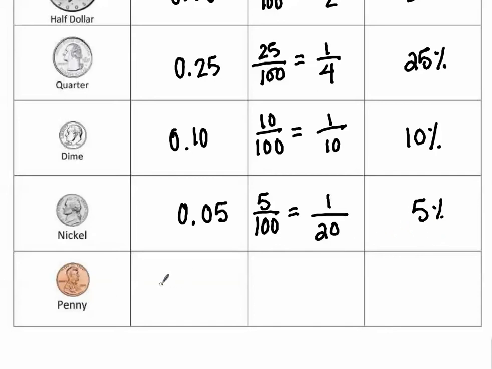A penny is written as 1/100th because you have 1 cent over a dollar, so it's 1 over 100, and that's as simplified as it can go. 1 cent is 1% of a dollar.